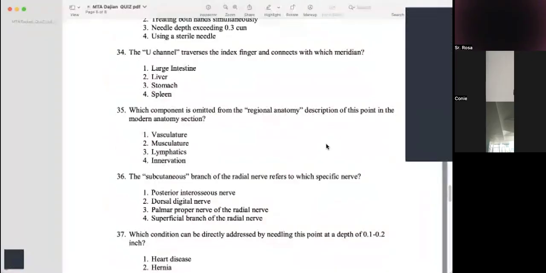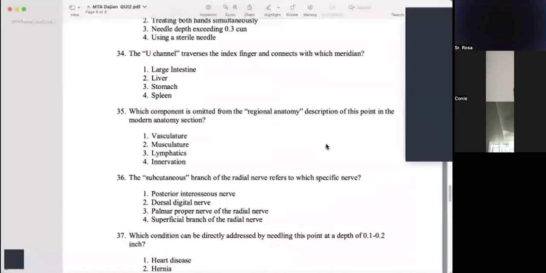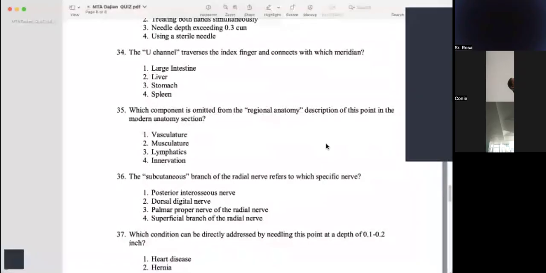Pero ngayon pareho din meridian, pero walang lang na sagot. What's your answer, Ma'am Trix? Liver kanina. Liver po. So the answer kanina should be liver. Is it the same question? Oo, diba? Okay, so the answer should be liver.